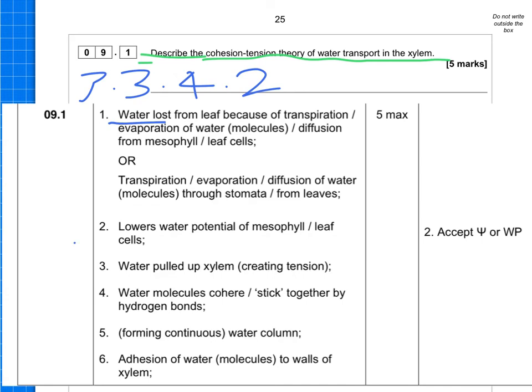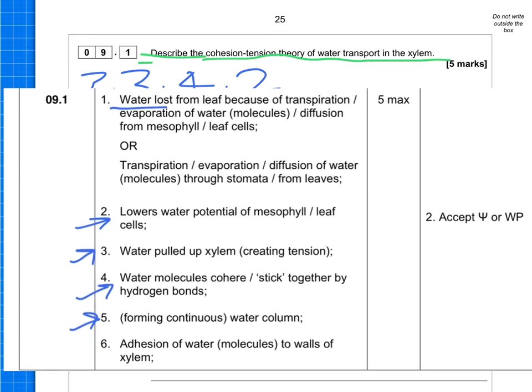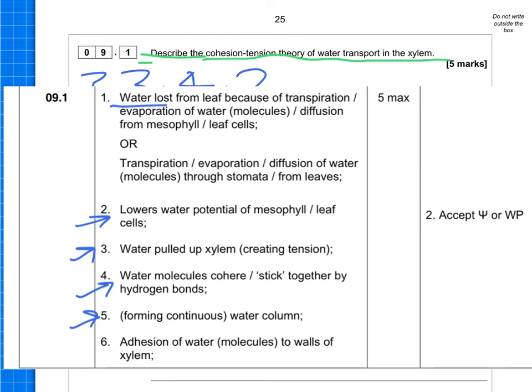So what does that do? Well, it lowers the water potential of the mesophyll cells. That then means that water is pulled up the xylem, and I would say creating tension, and then they cohere. So water molecules are cohesive, they stick together by hydrogen bonds, and it causes a continuous water column. And then you get adhesion as well. This last one, you could mention it, not just cohesion of water molecules, but water adhesion occurs on the walls of the xylem.